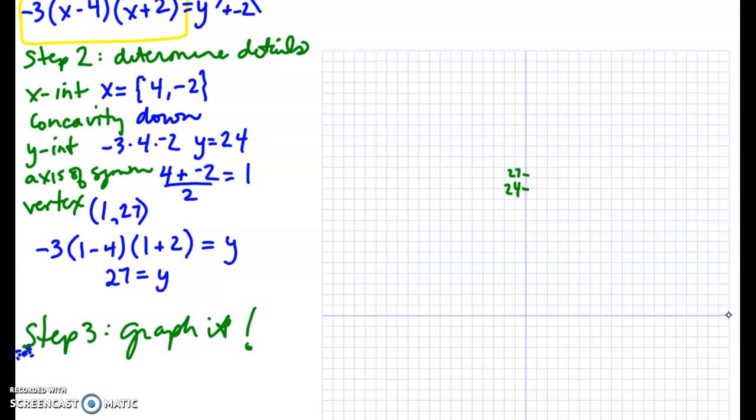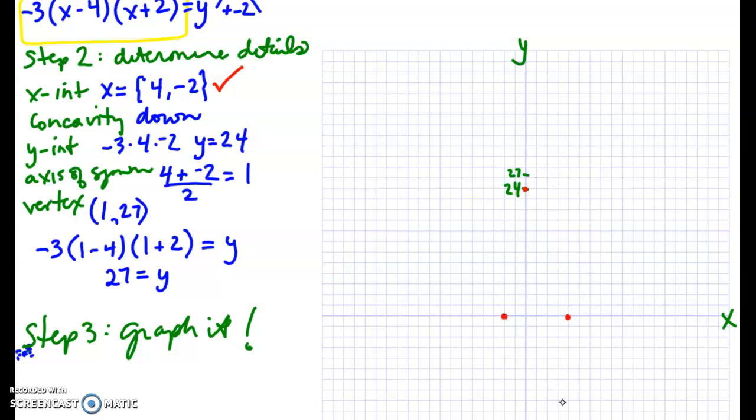Okay, so we've got our x-axis and our y-axis, and I took the liberty of counting by 2s to plot that, so I wouldn't have to do it while we're graphing. Okay, so the x-intercepts, let's put those in first. They happen at 4, 1, 2, 3, 4, and at negative 2. Okay, that's that piece of information. Now it's concave down. We can't draw that yet, but we know it has to open down. The y-intercept happens at y equals 24. That's right there. So we're getting kind of a picture.